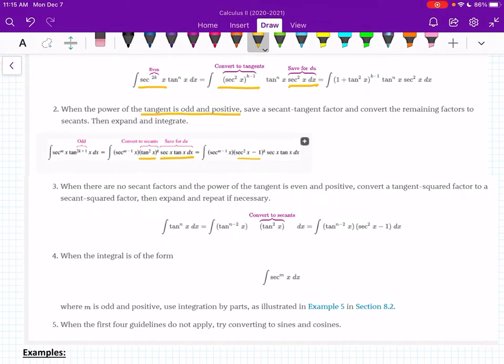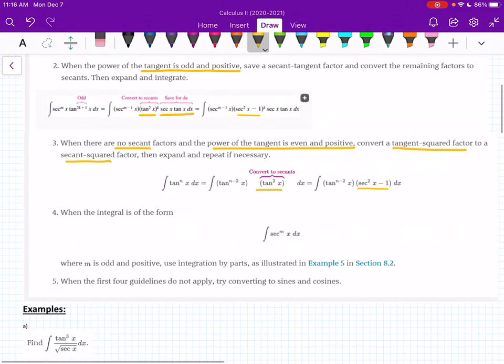The third rule is when there are no secant factors and the power of tangent is even and positive. We're going to convert a tangent squared factor to a secant squared factor. Basically we peel off one of those tangent squareds and convert that to secant squared minus 1.